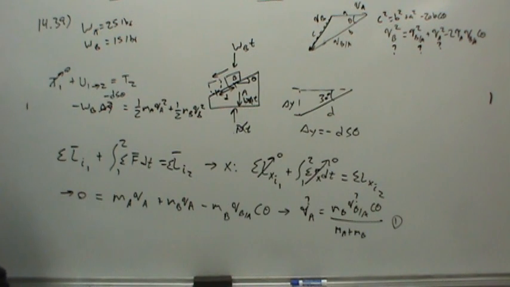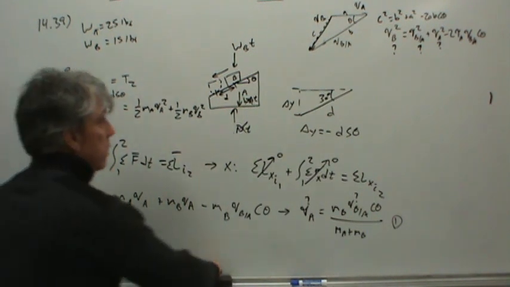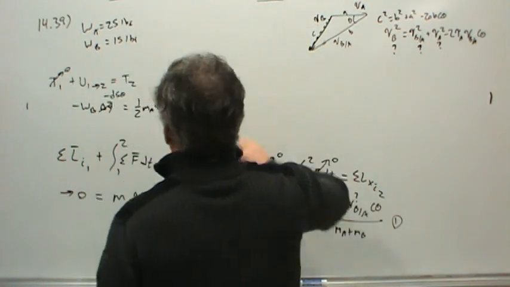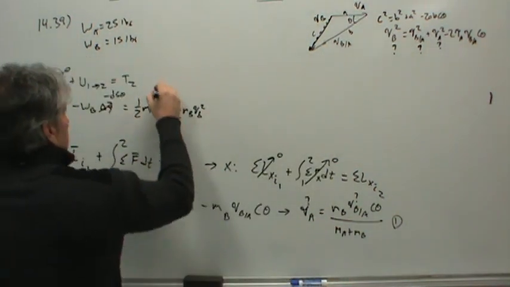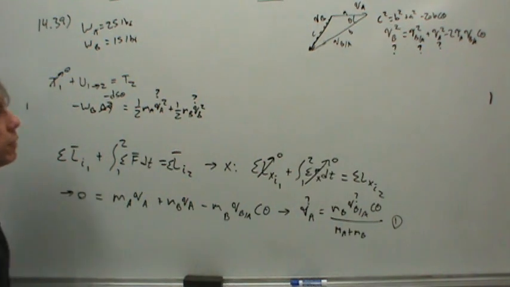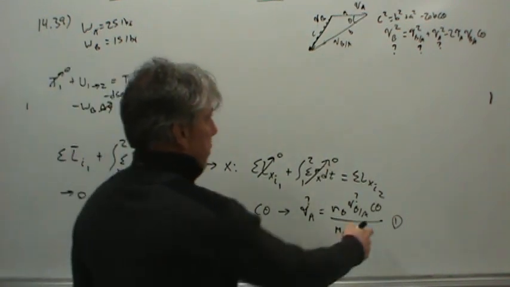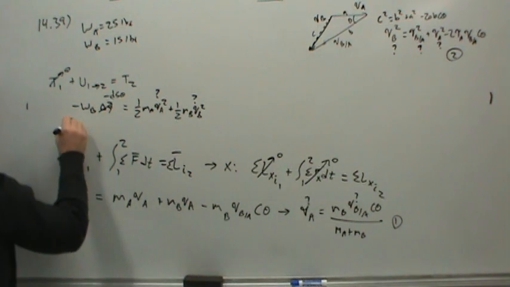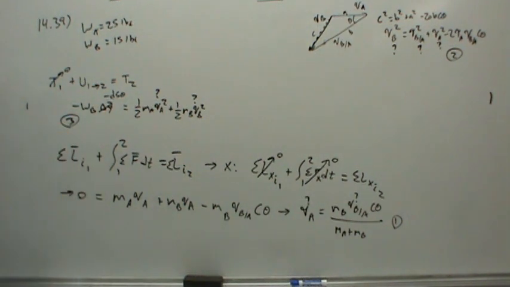Right? Any questions so far? So what we've got now is an equation appealing to conservation of energy that involves VA and VB as the only two unknowns. Okay. All right, so this is my first equation. This kinematics equation is the second. This conservation of energy equation is the third equation. And so now we've got to solve them all, which is going to be quite a mess.